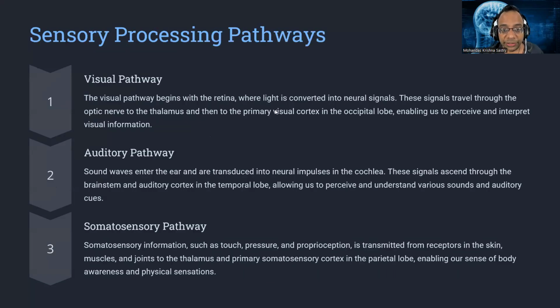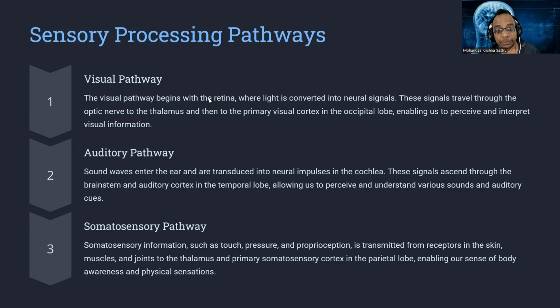So the visual pathway begins with the retina, where light is converted into neural signals, goes through the optic nerve to the thalamus, and then to the primary visual cortex in the occipital lobe, and the visual outcome is there. So this is the visual pathway, from the retina to the optic nerve to the thalamus to the primary visual cortex in the occipital lobe, to perceive and interpret visual information.